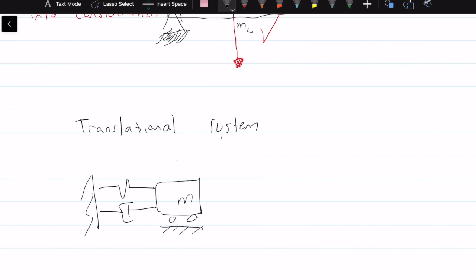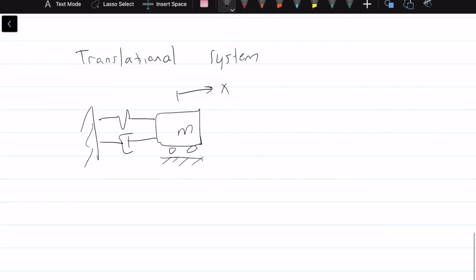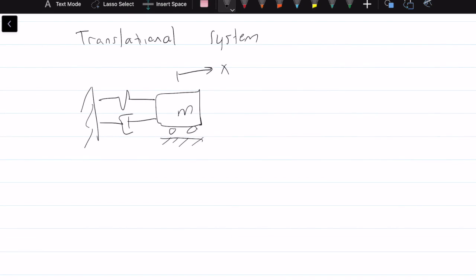And we've got a mass and a coordinate system x. Okay, translational system. It's only translating, no rotations occurring here. So in this case, the force of the spring is equal to k times x, and this is measured in newtons.